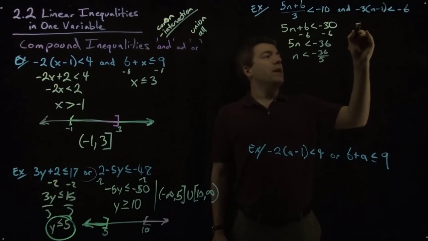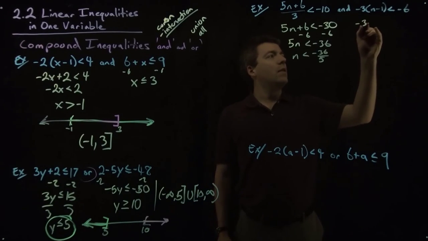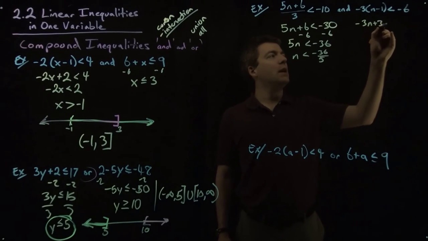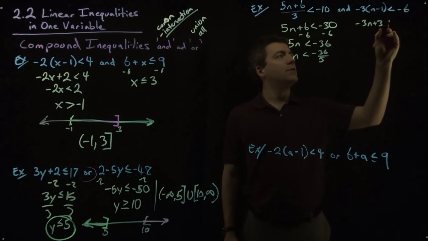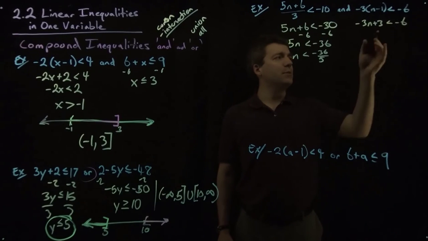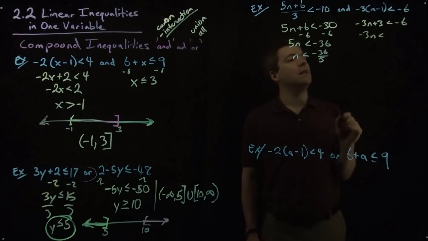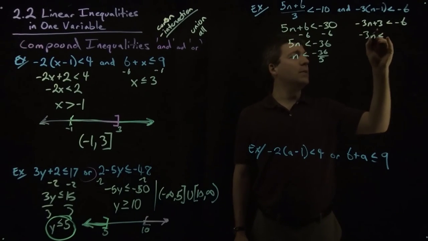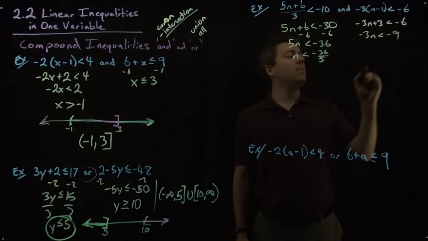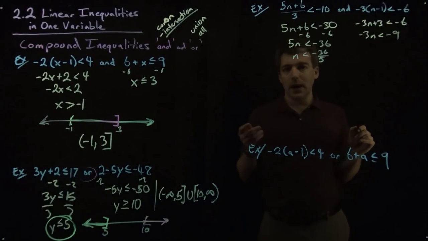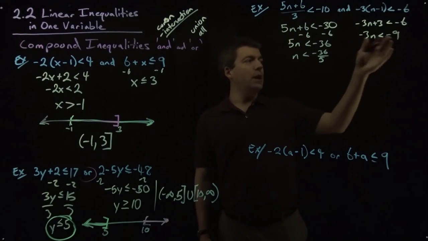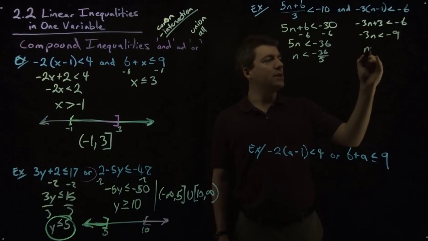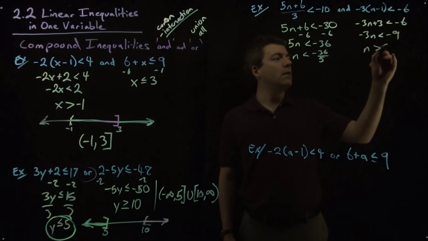Other one here. So we have negative 3n plus 3 strictly less than negative 6. Could subtract the 3, so we get negative 3n strictly less than, if you subtract 3, negative 9. And then if we divide by negative 3, we have to remember that we need to switch the inequality symbol. So n greater than 3.